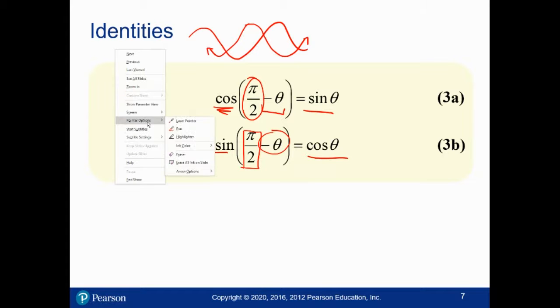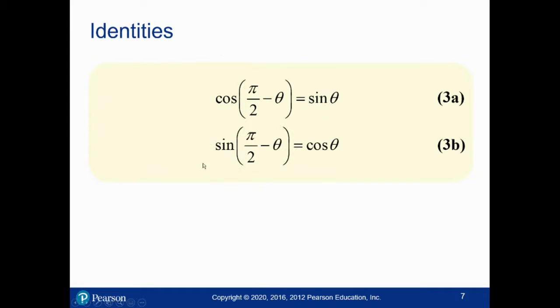Okay. So, the nice thing about these formulas is that they look more or less the same. Either the cosine or sine of pi over 2 minus theta is the sine or cosine of theta. So it's fundamentally the same sort of formula for both of them. But it allows you to replace a cosine with a sine or a sine with a cosine.